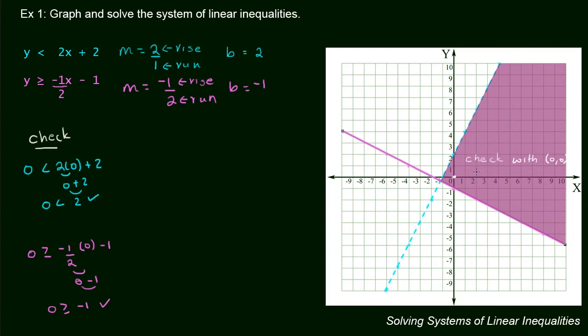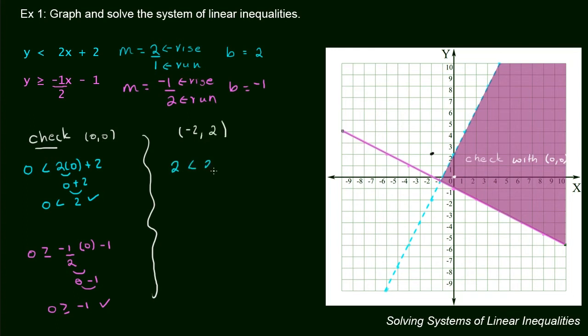We can also check by taking a point that's outside this shaded region. In order for this to work, since it's outside the shaded region, when we check it, it will make one or both of the inequalities a false statement. So I can say, for example, I choose this point over here, negative 2 and 2. This check was with 0 and 0. Let's check with x equals negative 2 and y equals 2.